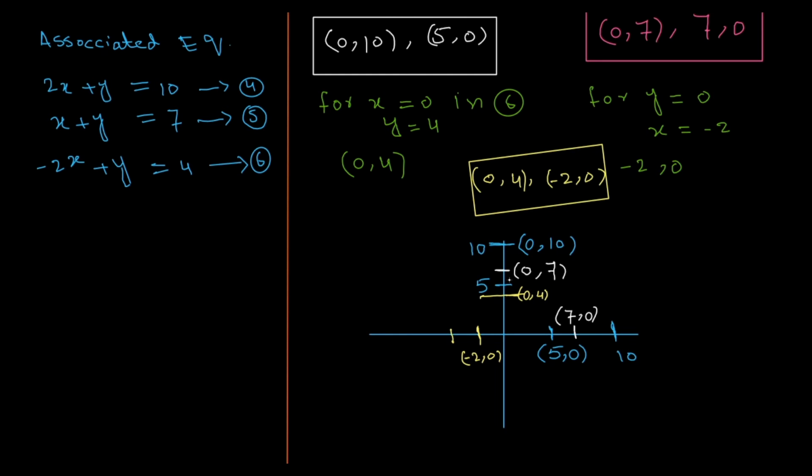In the previous examples, I found the region of each equation first and then we found the common region. But here I will first draw the lines and we will try to find the points of intersection of the region. So let our first points be 0 comma 10 and 5 comma 0. So pass the lines from these 2 points.